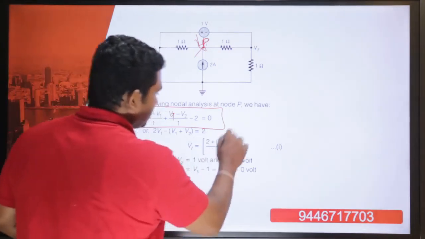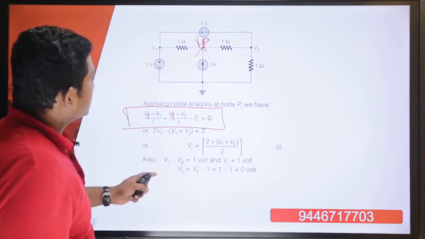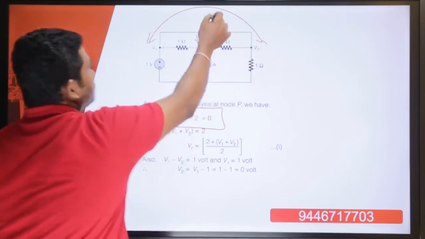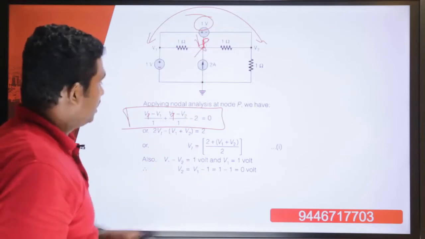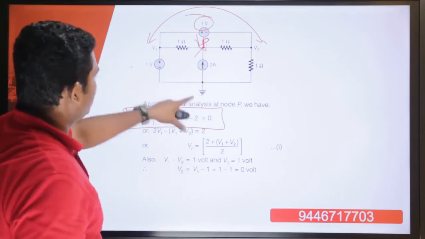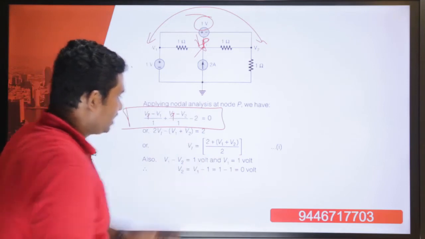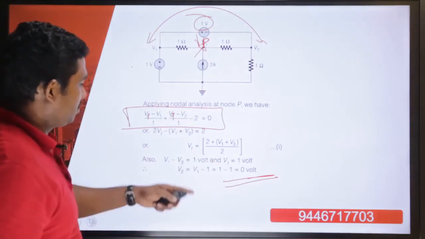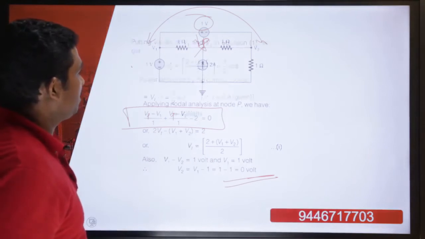Okay, so 2 plus V1 plus V2 divided by 2. Also, it is given that V1 minus V2, the voltage difference between V1 and V2, is 1 volt. Okay, so V1 minus V2 we can substitute to be 1 volt. And V1 is equal to 1 volt. What is the value of V1? V1 with respect to ground is 1 volt. So substituting V1 is equal to 1, we will get V2 is equal to 0 volts. Okay, so we are getting V1 is equal to 1 and V2 is equal to 0.